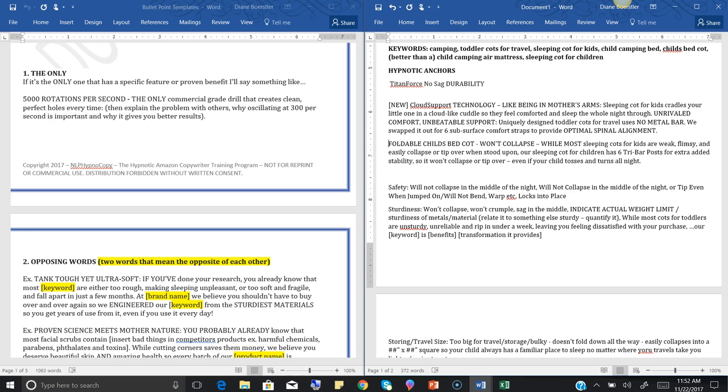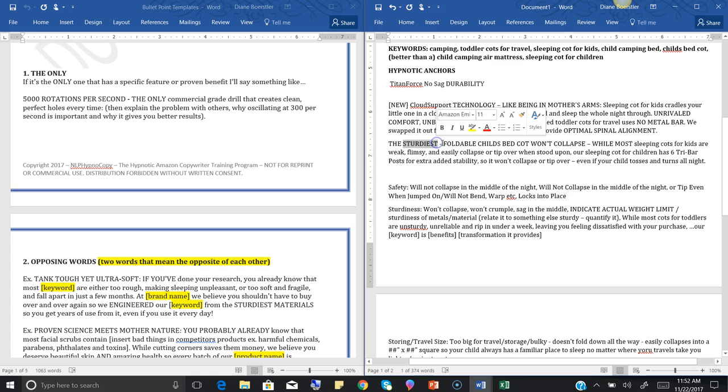Let's see here. So we're going to say the sturdiest foldable child's bed cot won't collapse. Okay, so let's go with that. You can do that, but you can also start with foldable child's bed cot. It depends on what your people are saying. As you know, we saw sturdiest a lot, and we saw foldable a little bit. But the reason they're concerned about it being foldable is because they're concerned about it collapsing. So it's important to reassure them that it's the sturdiest. I'm hoping that makes sense to everybody.